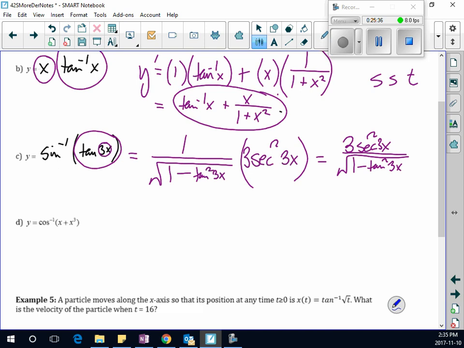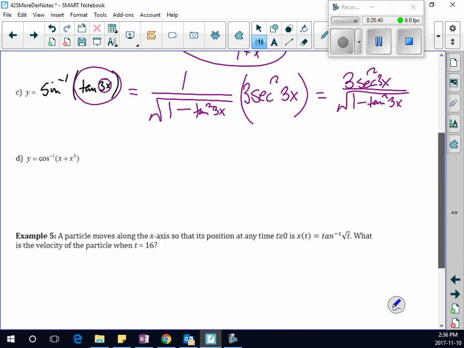Okay, the next one. Do you see the next one is another chain rule? I'll give you a second to try the next one.